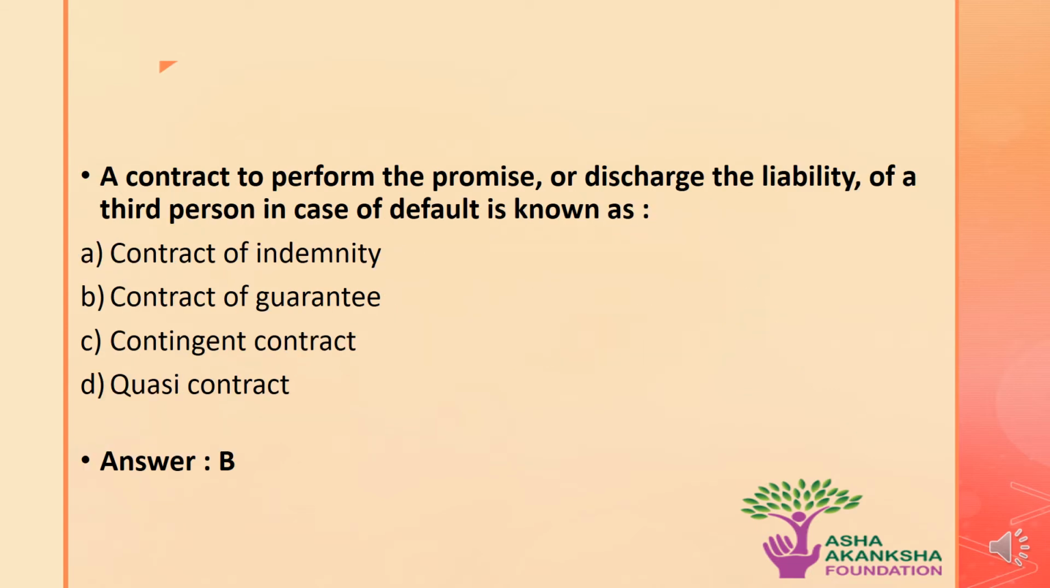The next question is: a contract to perform the promise or discharge the liability of a third person in case of default is known as what? Options are A, contract of indemnity, B, contract of guarantee, C, contingent contract, or D, quasi contract. The correct option to this question is option B, that is, a contract to perform the promise or discharge the liability of a third person in case of default is known as a contract of guarantee.